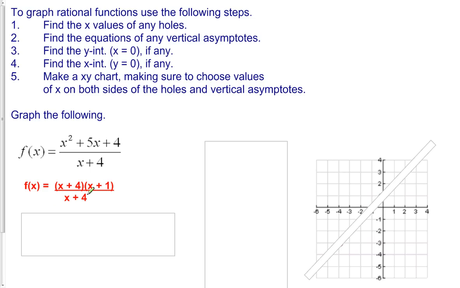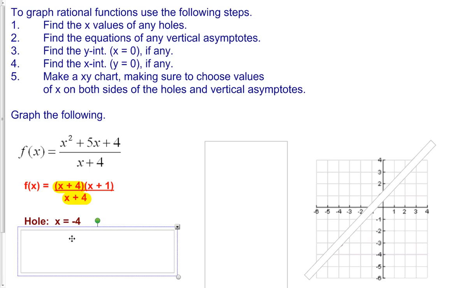From this stage, once it's completely factored, we look for factors that are the same in the numerator and denominator. x plus 4 is going to be that factor in this case, and that's going to be our hole. So when we're looking for our holes, we're looking for something that is in common in both the numerator and denominator. The hole will occur at the place where this goes to 0, or x equals negative 4.